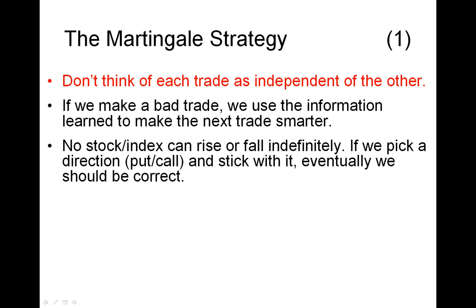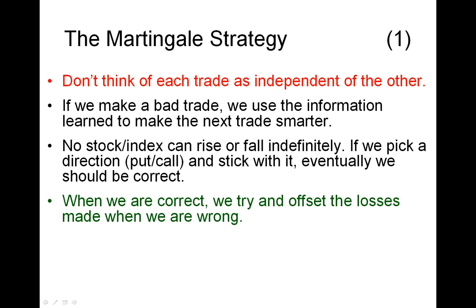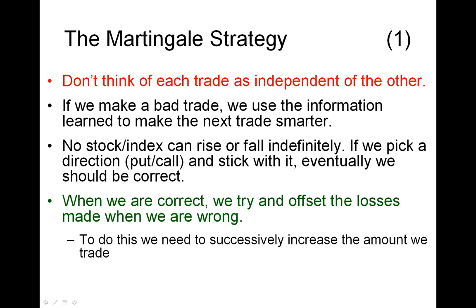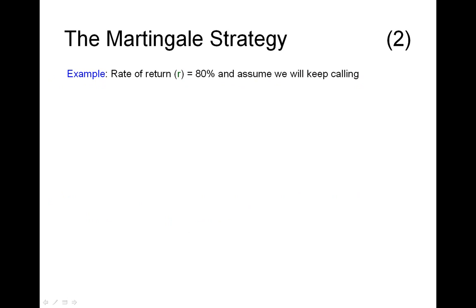So if we just pick a direction, it doesn't matter if it's put or call, and we stick with it, eventually we're going to end up being correct. And whenever we're correct, we try and offset the losses that we incurred when we were wrong. And to do this, we need to successively increase the amount we trade. So let's take a look at an example of the Martingale strategy.